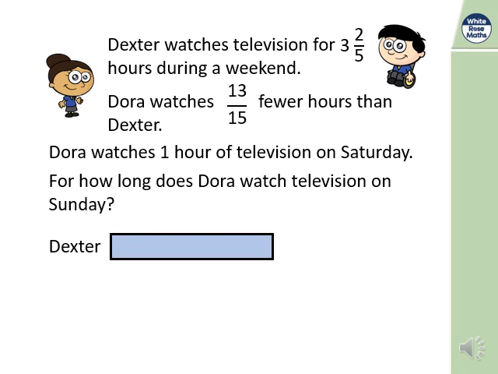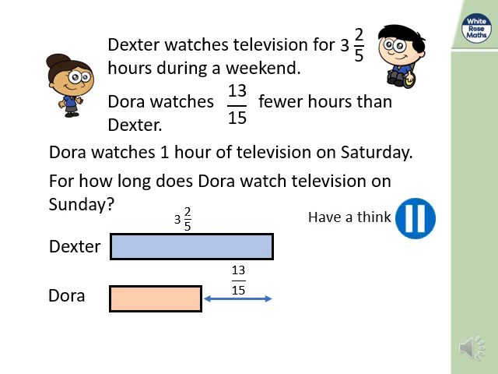So let's have a look using the bar model. So Dexter watches 3 2/5 of an hour, and that's his bar there. We know Dora watches less than Dexter, and we know that it is 13/15 fewer hours than Dexter. Have a think now. How can we work that out? How long does Dora watch television on Sunday?